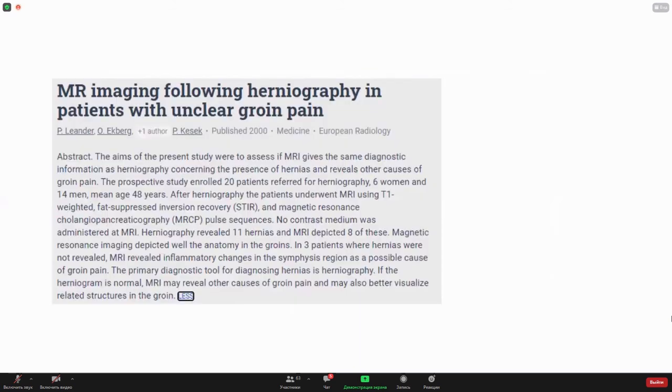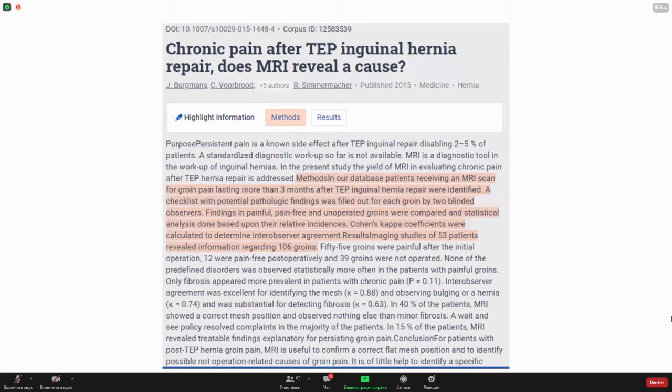Some studies that I found, this one was interesting, compared herniography with the MRI in dealing with groin pain. Another one compared the use of MRI related to postoperative pain with TAP, and the main conclusion was that the MRI was not so useful. It could inform the group that the mesh was in the right place and there was no recurrence, but it was not so useful for other types of information.